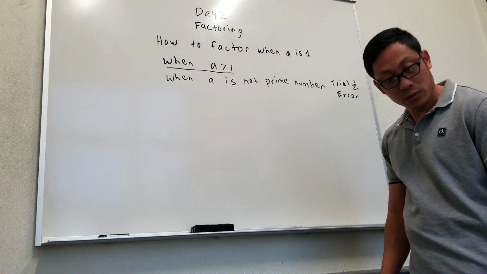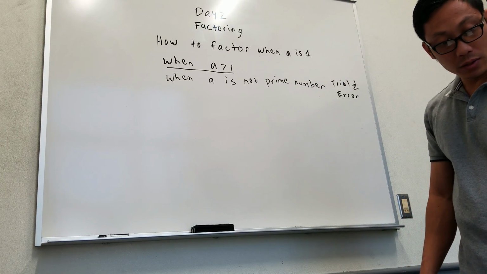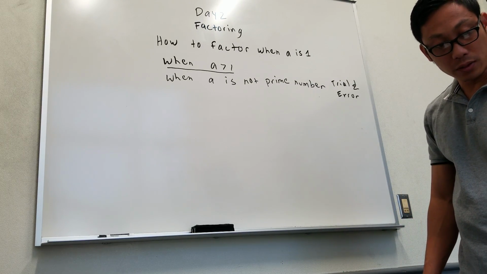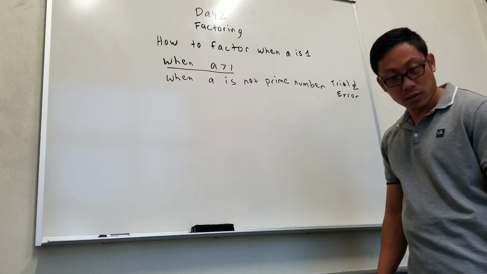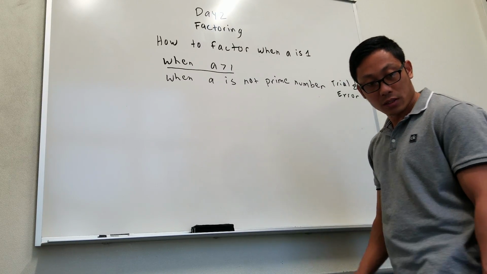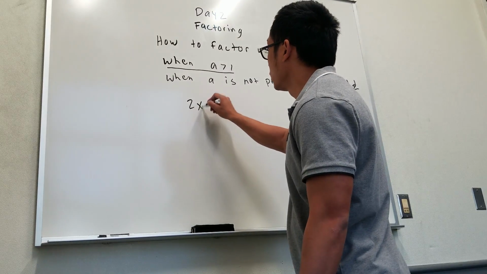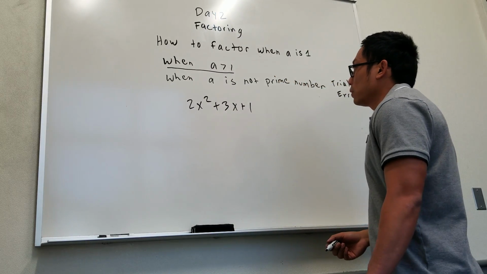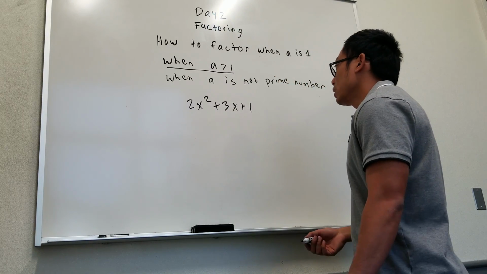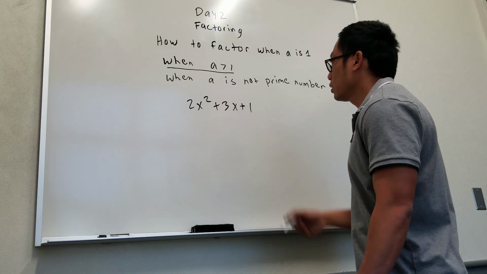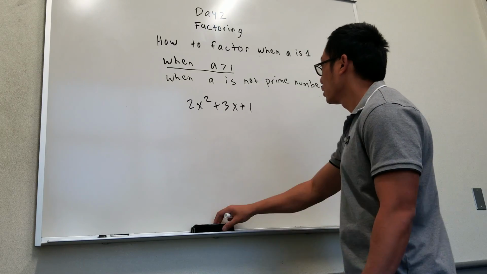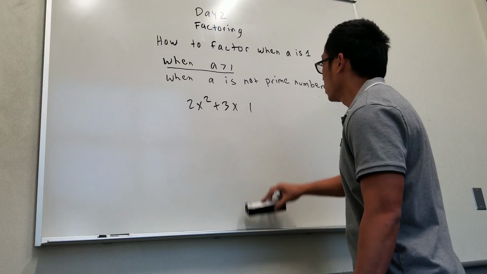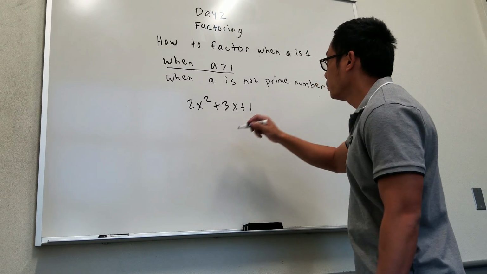I should be able to use the AC method. If that didn't make any sense to you, I understand. So let's just go over the examples I did. We have 2x squared plus 3x plus 1. Let's do the AC method if that didn't make sense to you. But it does just take practice. That's all you can do, really. So that's how you do it.